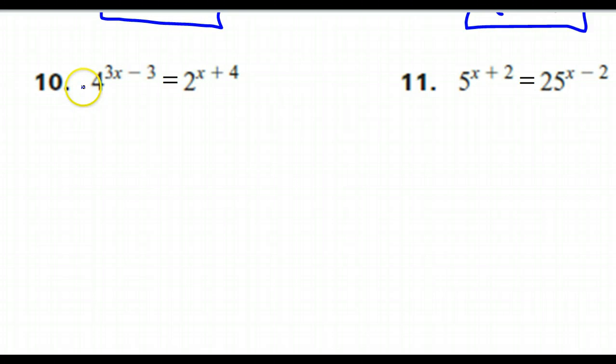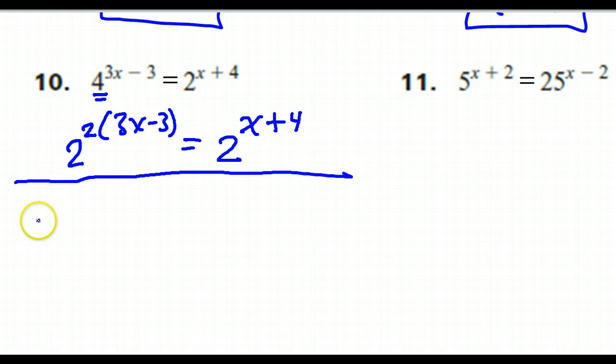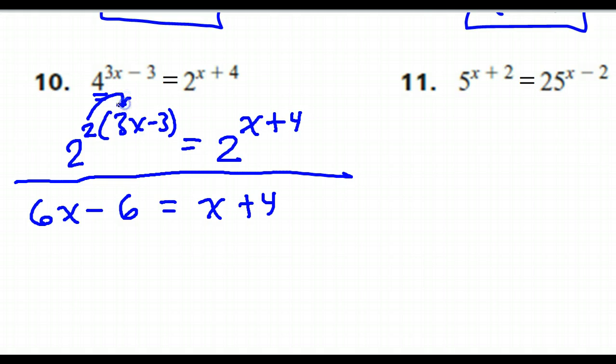Alright, now these bases are not the same, so I will have to convert this one. So I can write 4 as 2 to the second power. I still have my 3x minus 3. And over here I have my 2 to the x plus 4 power. Now that my bases are the same, logic tells me that the exponents are the same. So 6x minus 6 must equal my x plus 4. Where did all these 6's come from? I distributed the 2.